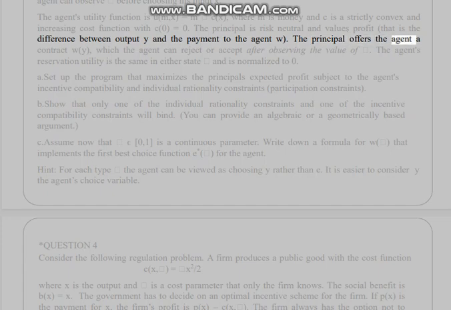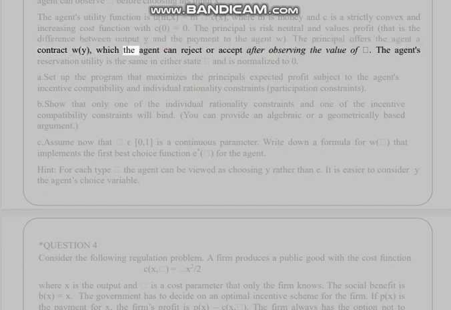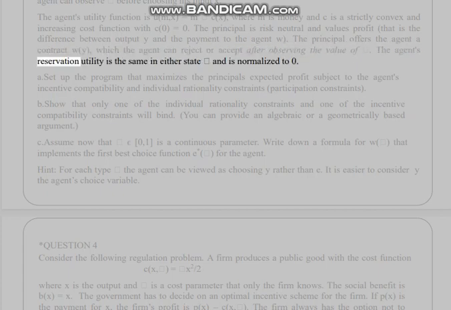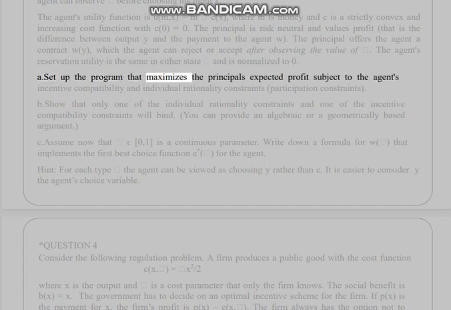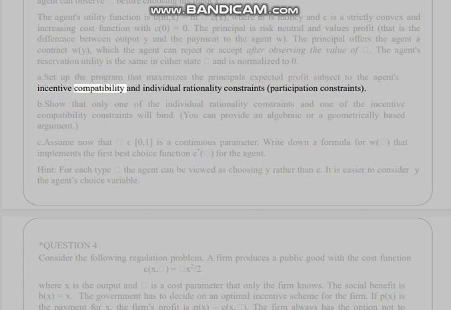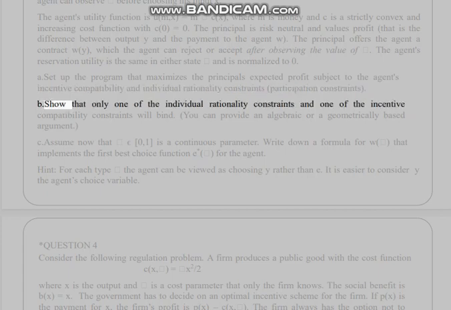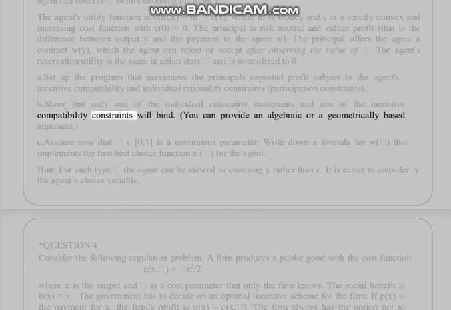The principal offers the agent a contract W(Y), which the agent can reject or accept after observing the value of θ. The agent's reservation utility is the same in either state and is normalized to 0. A. Set up the program that maximizes the principal's expected profit subject to the agent's incentive compatibility and individual rationality constraints, participation constraints. The dots show that only one of the individual rationality constraints and one of the incentive compatibility constraints will bind. You can provide an algebraic or a geometrically based argument.